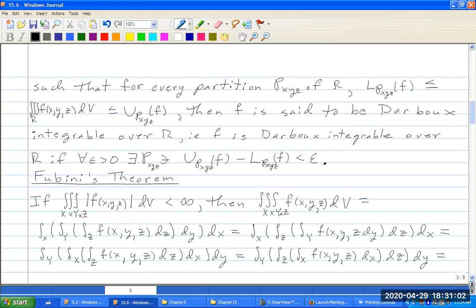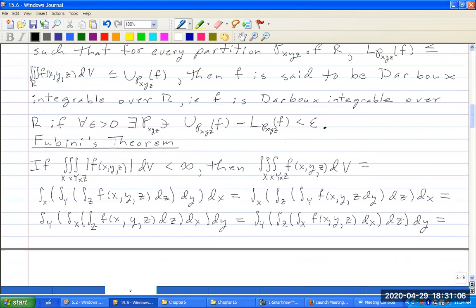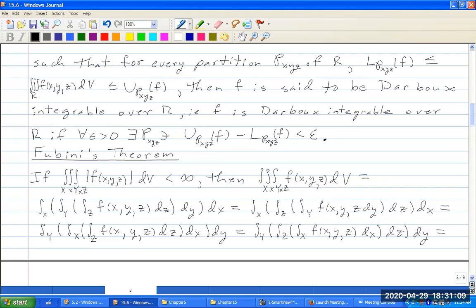Okay, and I should say that Riemann integrability and Darboux integrability are the same. A function f is Riemann integrable if and only if it is Darboux integrable. So they're both the same. I should note that there's a relationship between the two. Well, that they're the same.